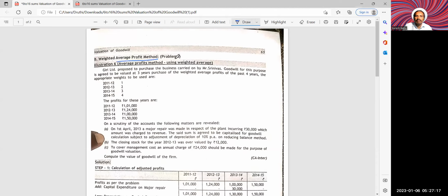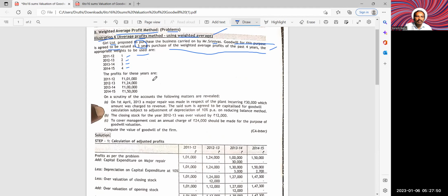Weighted average profit method. Let us do the sums. Illustration 6, average profit method using weighted average method. Giri Limited proposed to purchase the business carried on by Mr. Srinivas. Goodwill for this purpose is agreed to be valued at 3 years purchase, very important, of the weighted average profits of the past 4 years. The appropriate weights to be 1, 2, 3, 4, first year, second year, third year, fourth year. The profits were 1,01,000 for 11-12, 1,24,000 for 12-13, 1 lakh for 13-14, and 1,50,000 for 14-15.